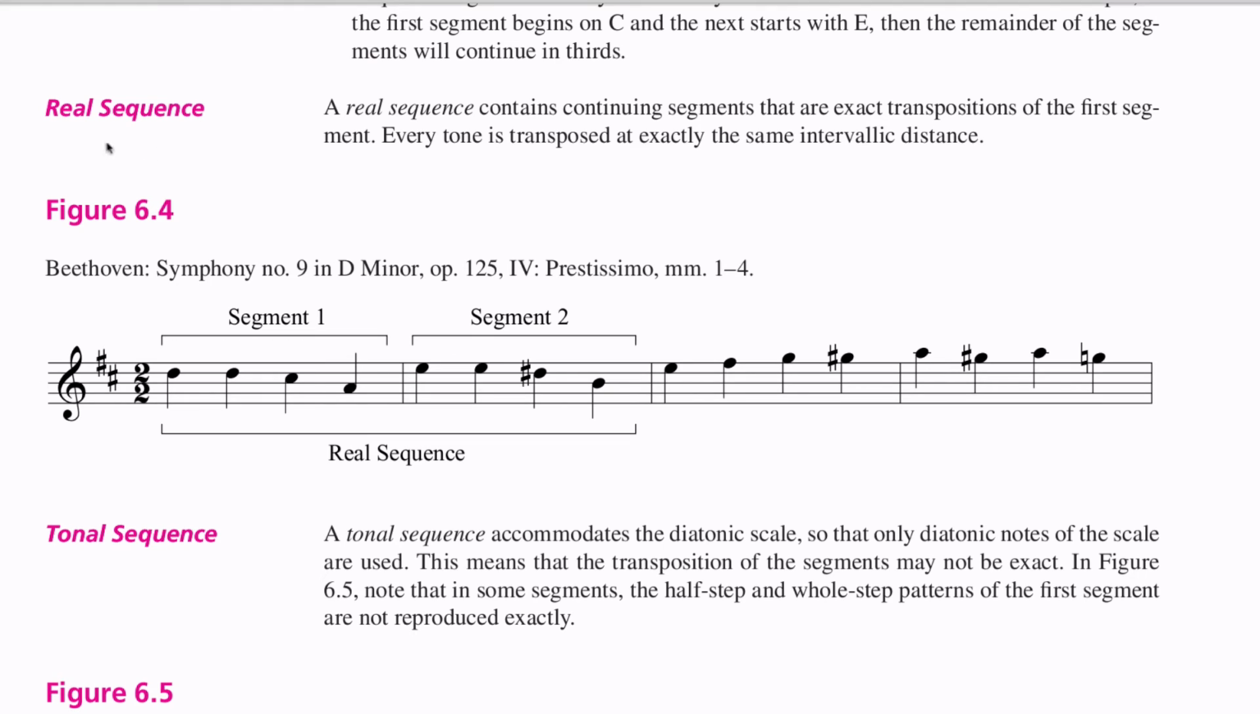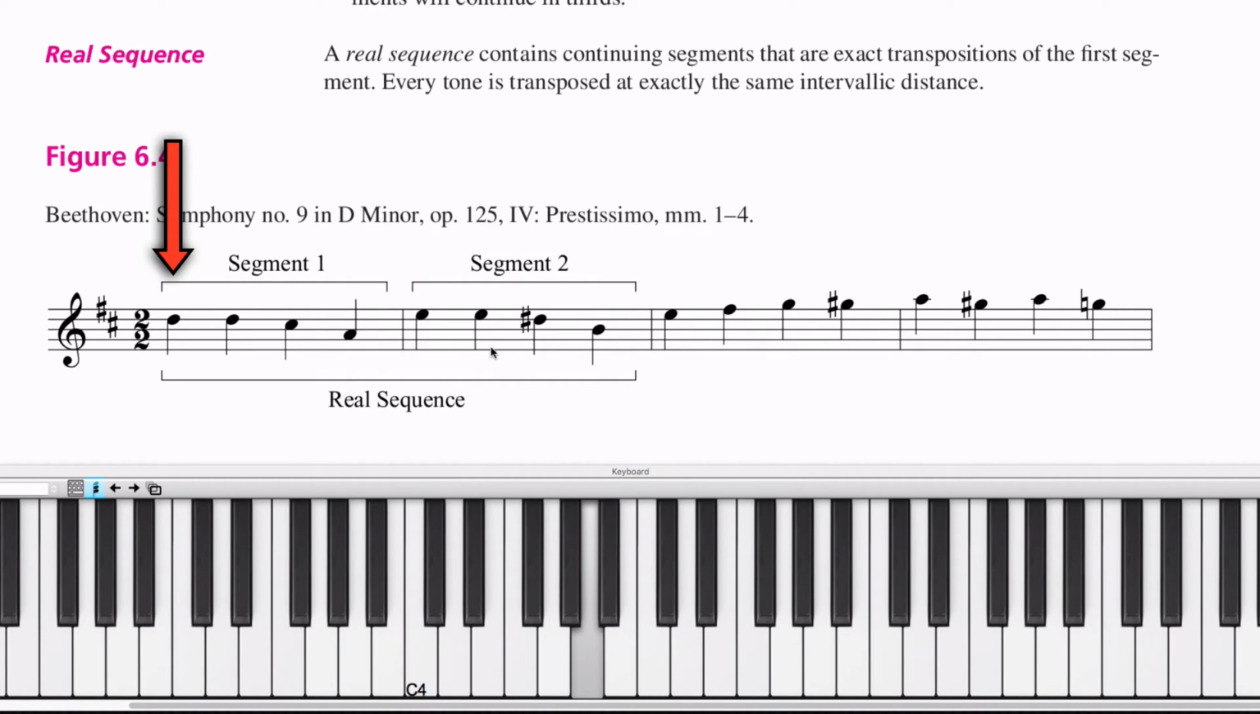Here we have this thing called a real sequence, or an exact copy of something that's transposed up or down. The original here is called segment 1. The copied version that's copied and transposed is the next segment, or segment 2, right? So sequences have to have at least 2 segments. They have to have the original and at least one of these copies. Segment 1 followed by segment 2.